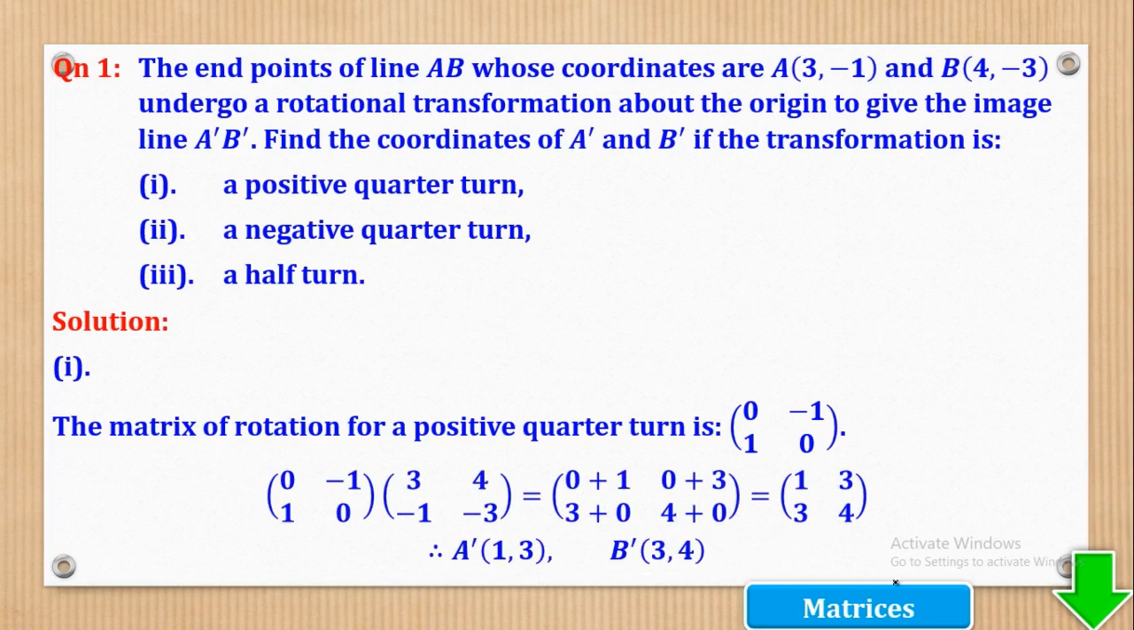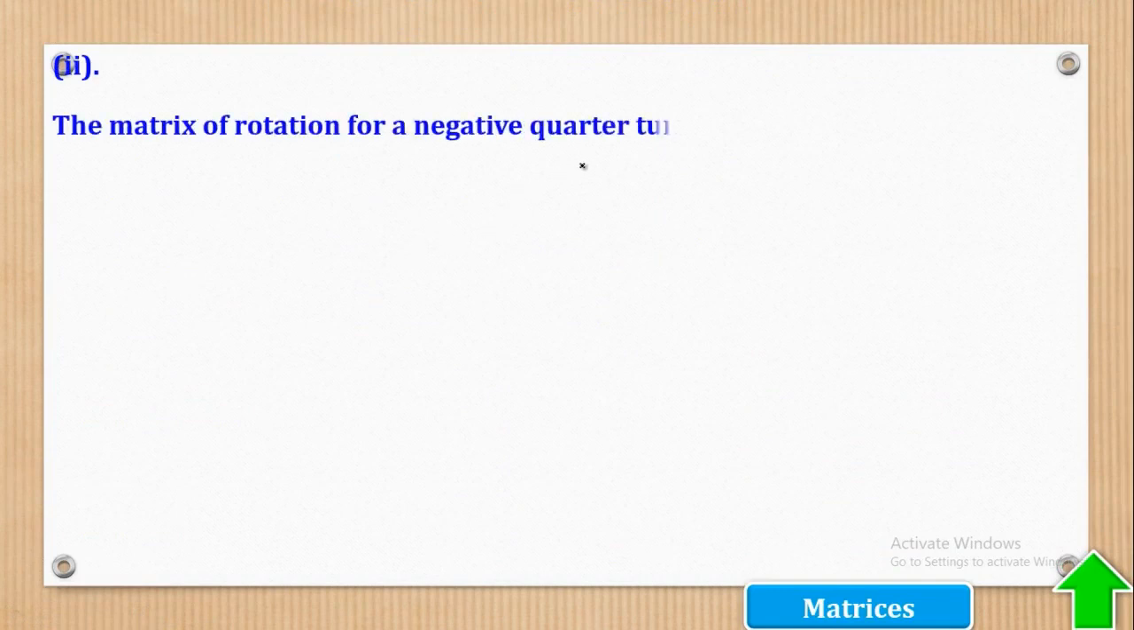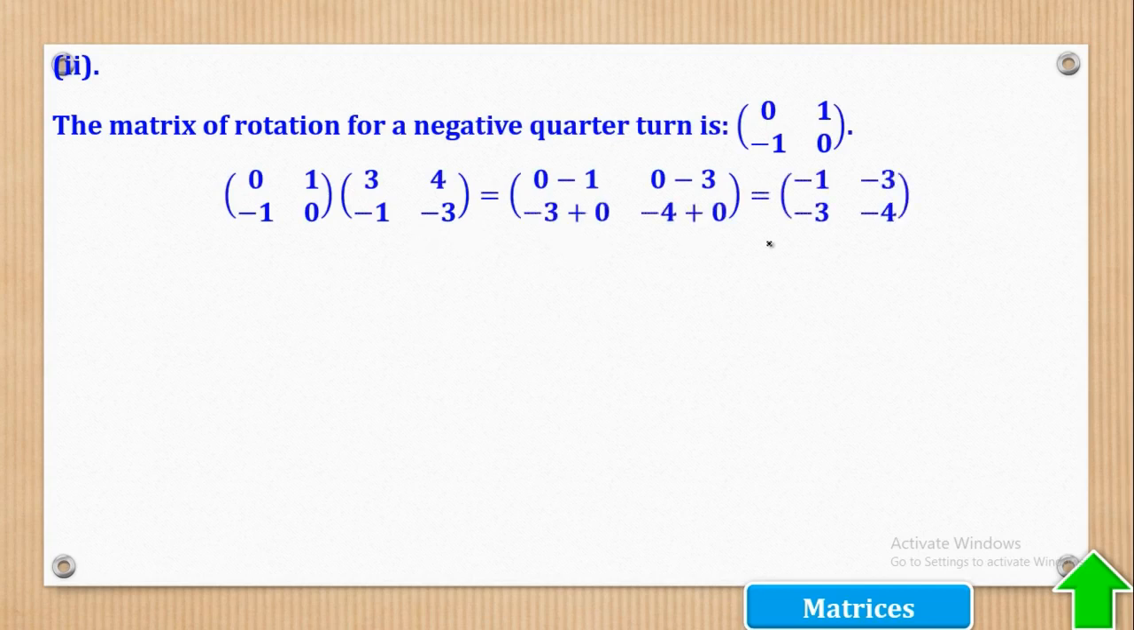What about for the negative quarter turn? Negative quarter turn, still the matrix is that. Therefore, multiply that matrix with the object to come up with the image. Write in coordinate form, and that will be the answer they wanted.